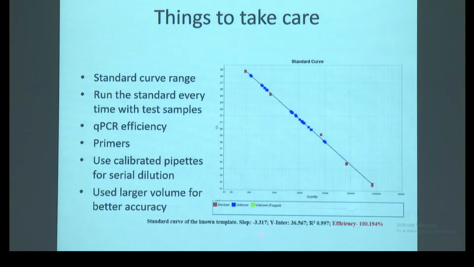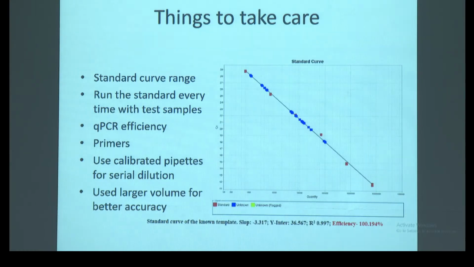Now another thing is the slope, it must be 3.3. If efficiency is 100%, it will be 3.3. The efficiency range can be acceptable from 90 to 110. If your efficiency is less than 100%, it means your consumables are old or your primers are not proper. They have some kind of primer dimer or non-specific binding. If your efficiency is greater than 100%, it means you are making some mistakes, you are doing pipetting errors.